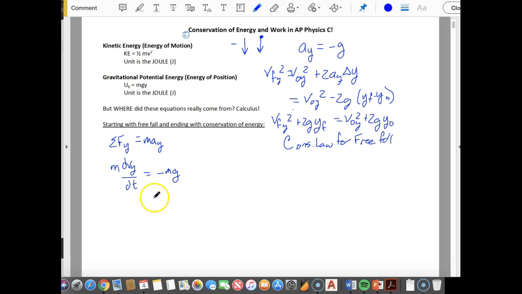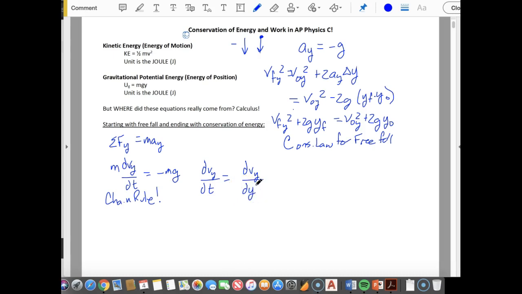So let's actually use this to do some things, and we're going to use calculus. So at this point, we're going to look at the chain rule. So we're going to use the chain rule in a little bit different fashion. So we really want to know, if I have dvy over dt, if I think about the chain rule, and instead of using dvy over dt, let's do dvy over our position, which is dy.